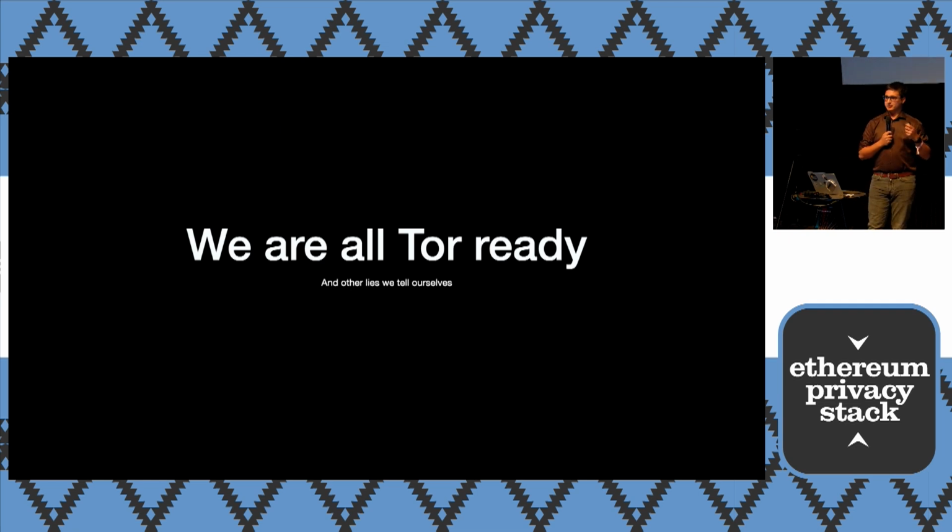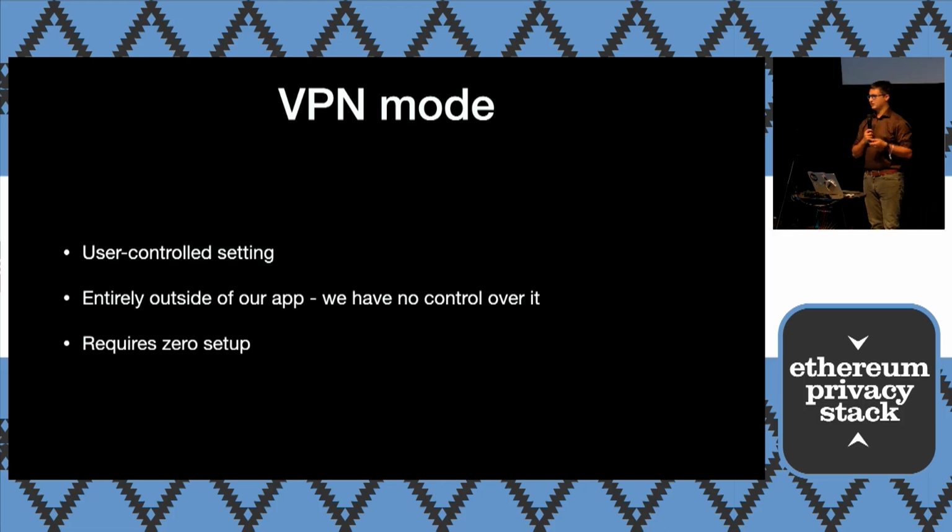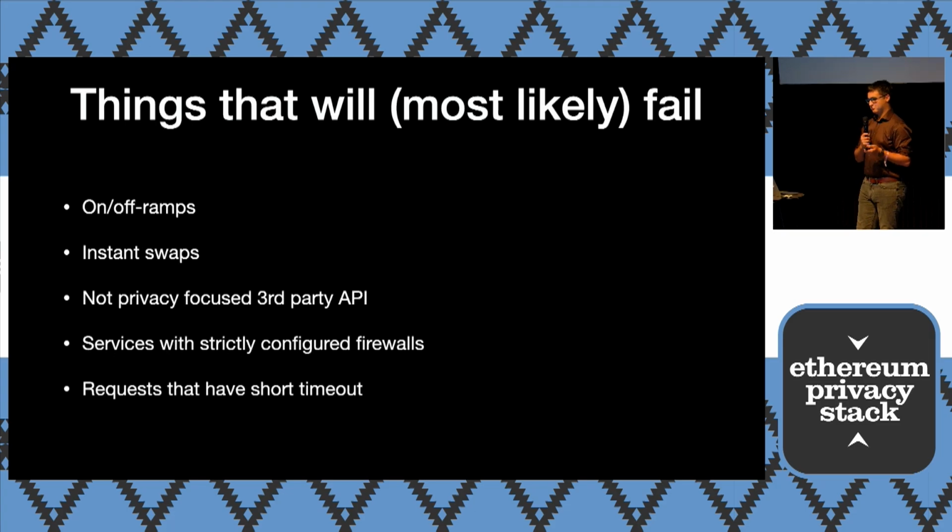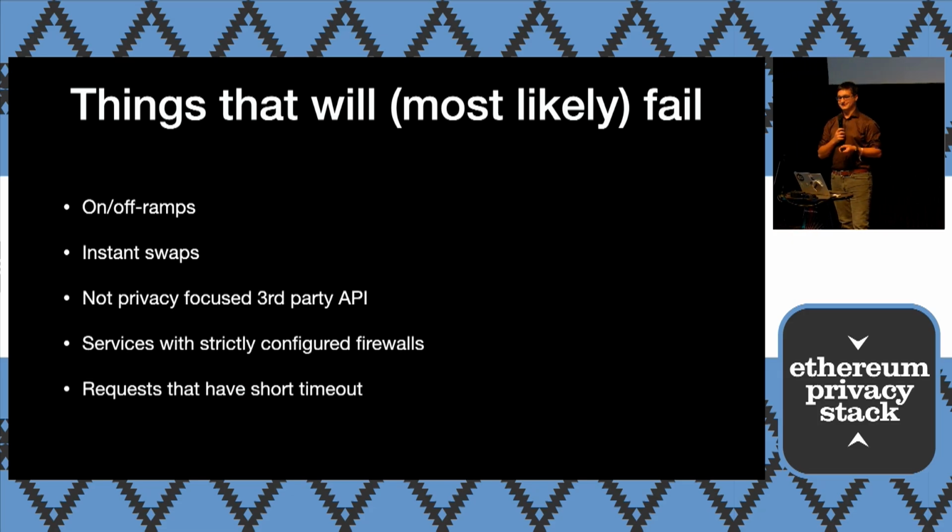But if what I said before was true, we are all Tor ready. We can just enable the VPN mode, or users can enable the VPN mode, and that lies entirely outside of our app, requires zero setup, and should just work. But there will be some hiccups with that. For example, on-ramps and instant swaps really don't like Tor exit nodes because anyone can access them.